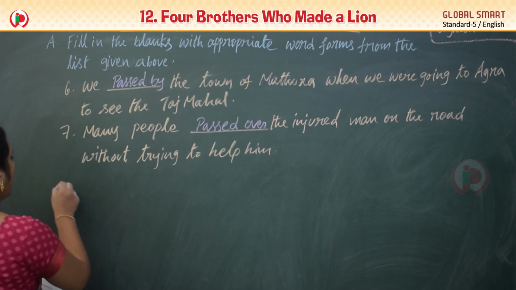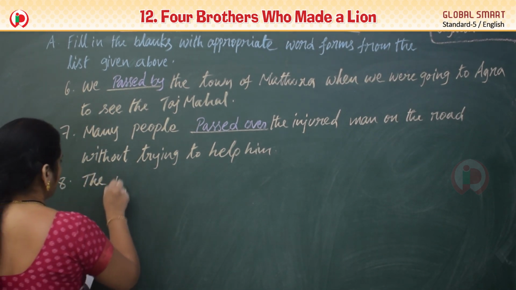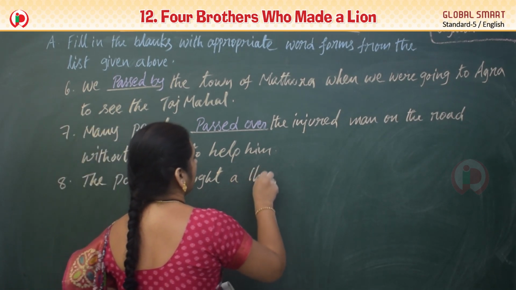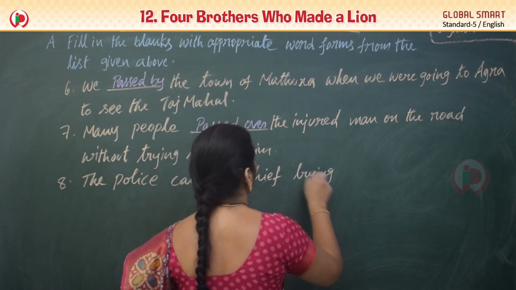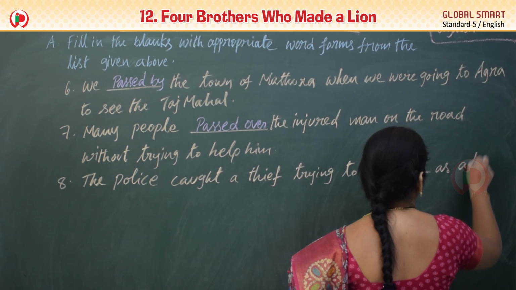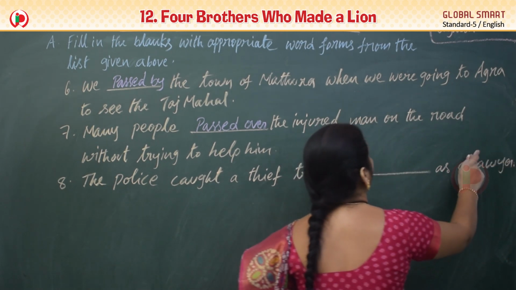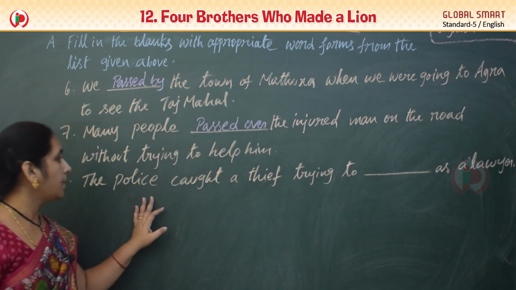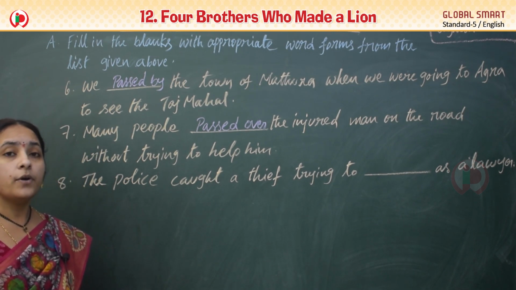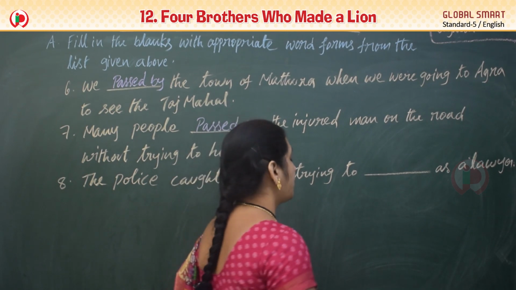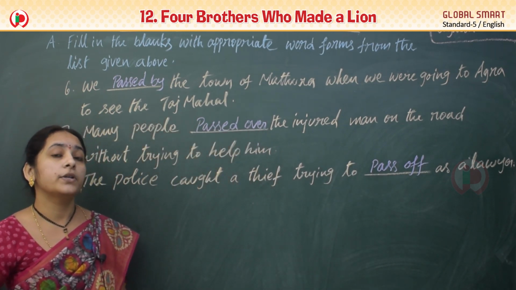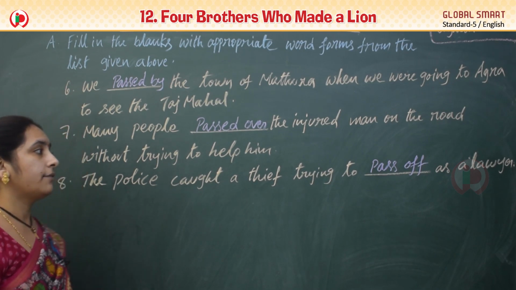Right? And see the next one, the eighth one. The police caught a thief trying to dash as a lawyer. So what is here? A thief who is trying to pretend to be a lawyer, who poses as a lawyer. So what can we write? Yes, pass off as a lawyer. Trying to pass off as a lawyer. Who wants to behave like a lawyer? But actually he is a thief. Okay, so we can write pass off.